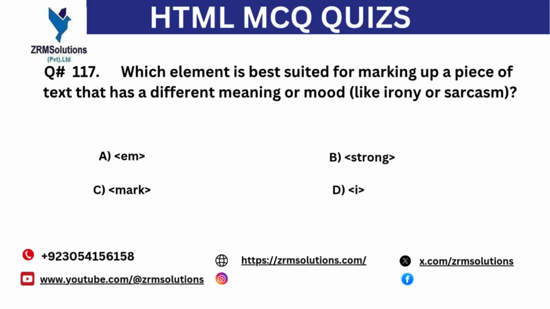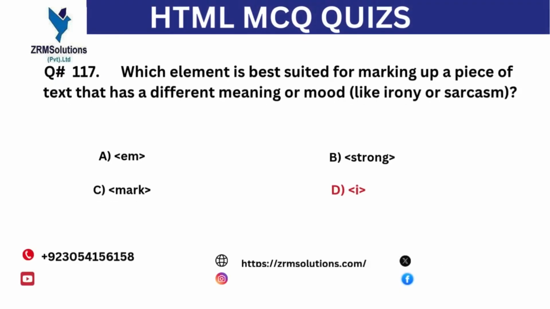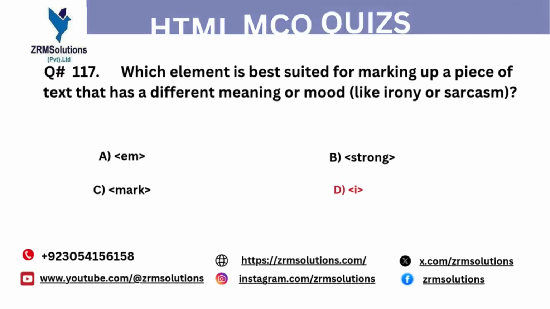Which element is best suited for marking up a piece of text that has a different meaning or mood, like irony or sarcasm? Option A, <em>. Option B, <strong>. Option C, <mark>. Option D, <i>. The correct option: D, <i>.